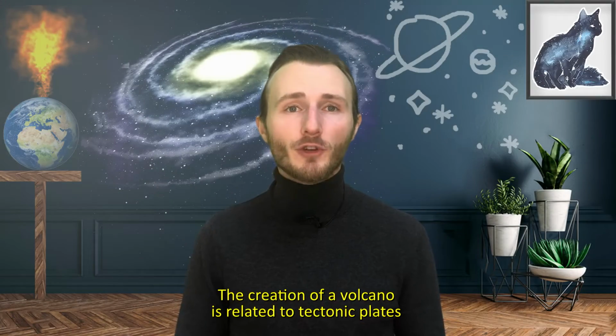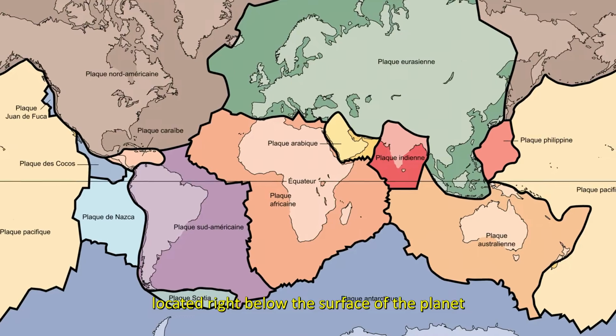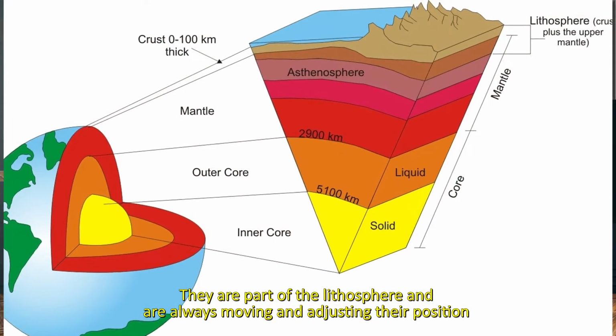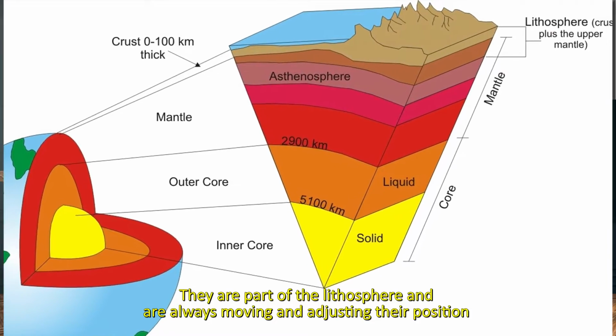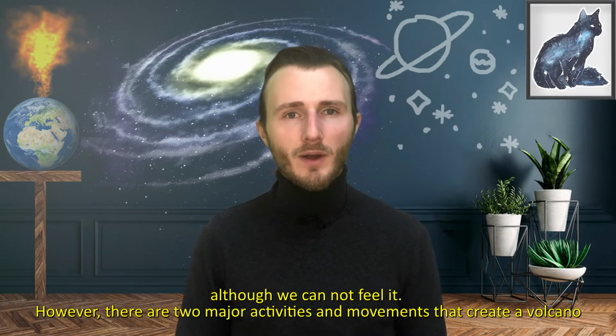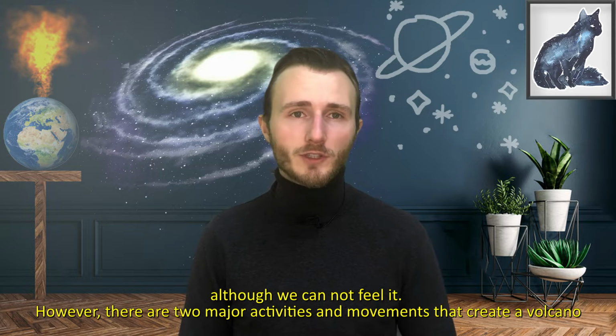The creation of a volcano is related to tectonic plates located right below the surface of the planet. They are a part of the lithosphere and are always moving and adjusting their position although we cannot feel it. However, there are two major activities and movements that create a volcano.